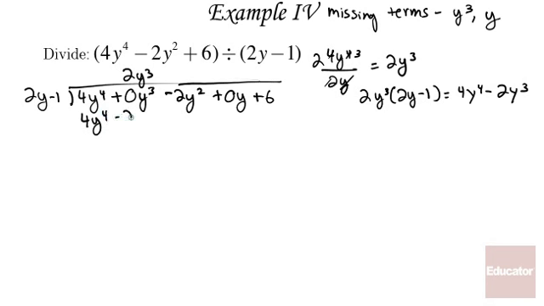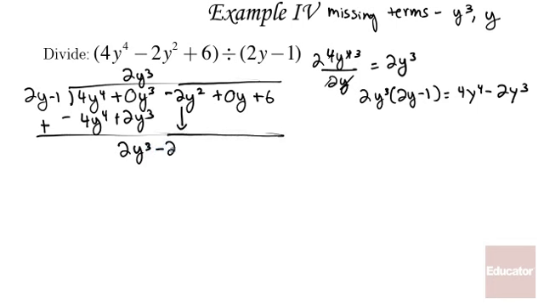Subtract that. Subtraction means adding the opposite. 4y to the fourths cancel out, and I'm left with 2y to the third. Bring down this next term, negative 2y squared. Now divide. I have 2y to the third divided by 2y. 2's cancel. One of the y's cancel. That's y squared. Writing that up here, and then multiplying.